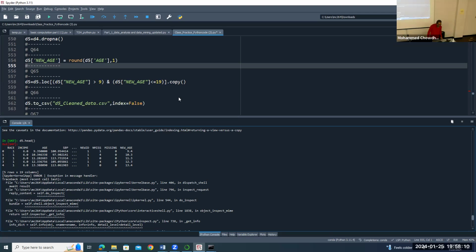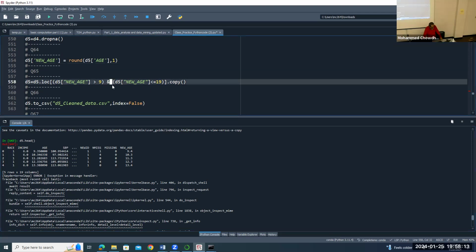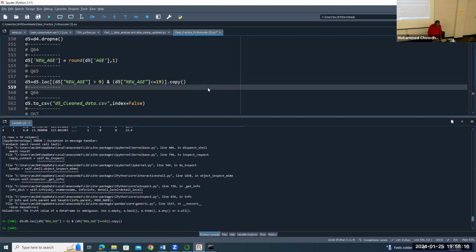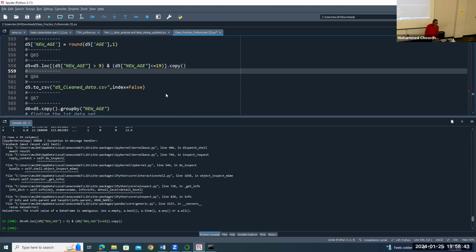Now I want to subset the data: age greater than 9 and age less than 19. Line number 558, when I ran, I got a D5 data where the minimum age is 9 and the maximum age is 19. So this is the data I have created from line 1 all the way to 558.